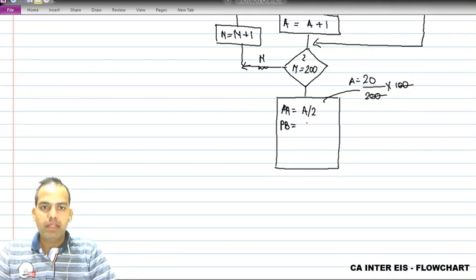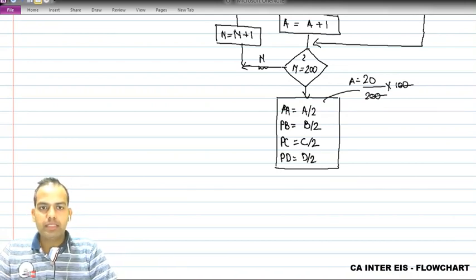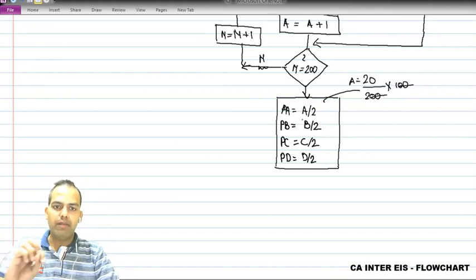Percentage of B will be total of B divided by 2. Percentage of C will be total of C divided by 2. Percentage of D will be total in D divided by 2. So A is total of A, B is total of B, likewise.